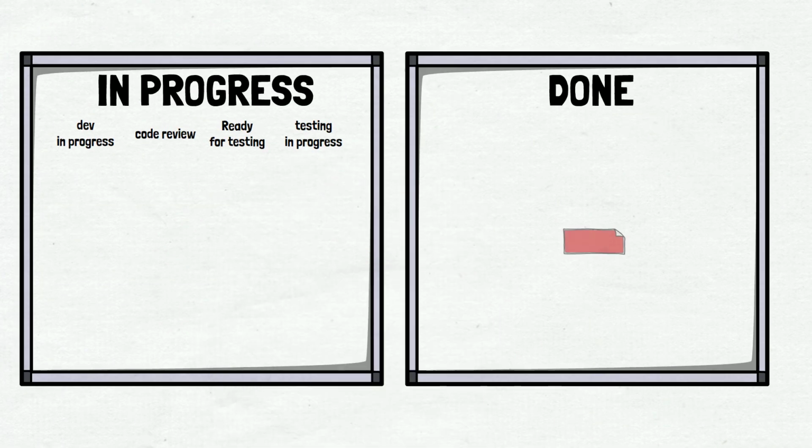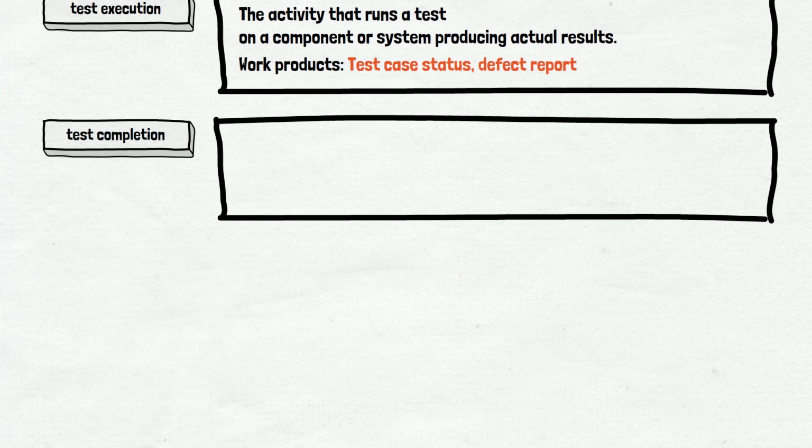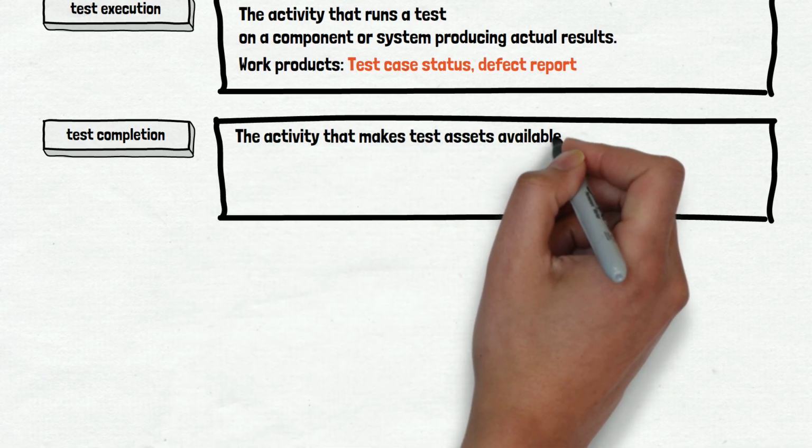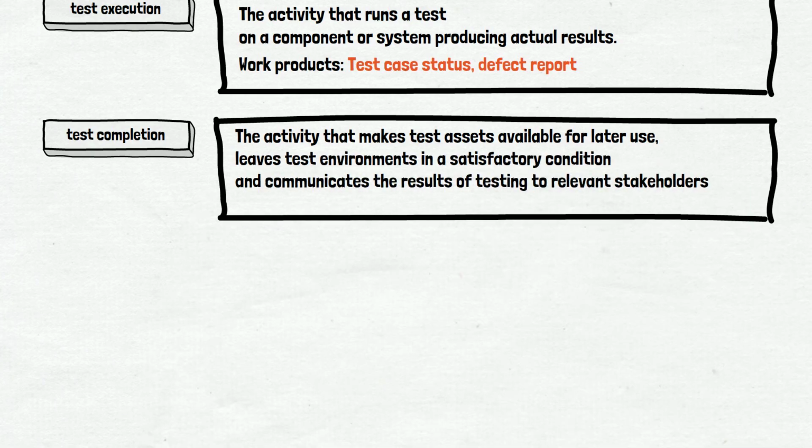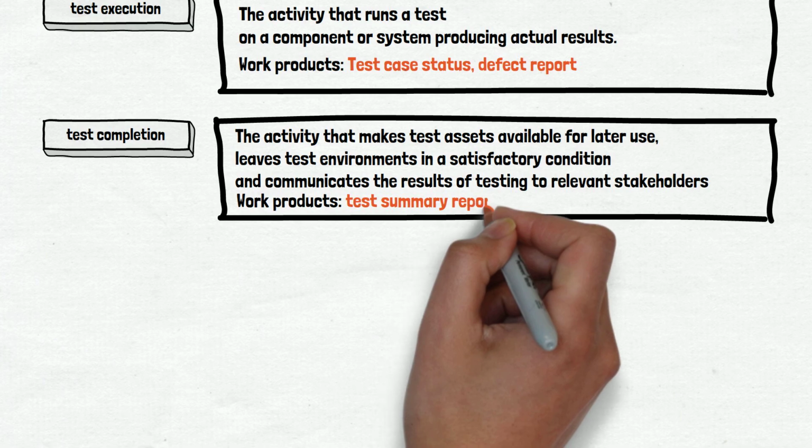The next day, we move both tickets to the Done board and start the last activity. Test completion activity, or test closure activity, if you remember an older version of the ISTQB. The definition sounds like this: the activity that makes test assets available for later use, leaves test environments in a satisfactory condition, and communicates the results of testing to relevant stakeholders. It is better to illustrate it with the main work product, the test summary report.